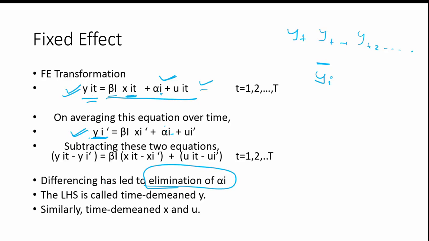The left-hand side is known as the time-demeaned y. These are technical terms that you need to remember. Time demeaning is nothing but getting rid of time, so technically we call it time demeaned. Similarly, we also have time-demeaned x values, the independent variables, as well as the error term. Now let's apply this concept to our case study, the one that we have taken.